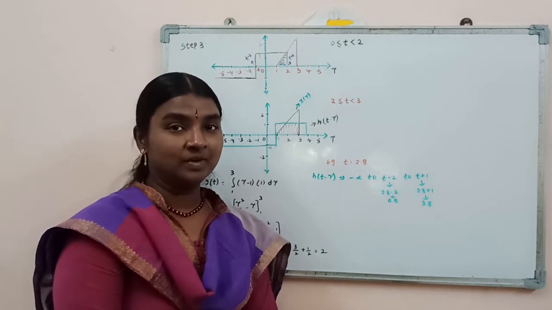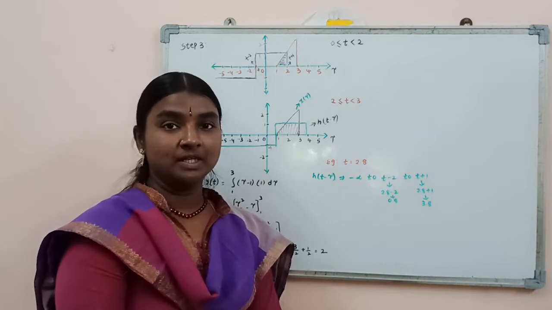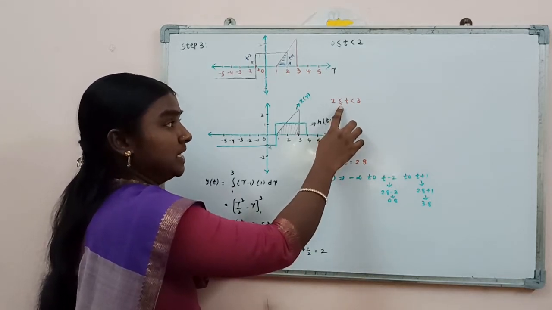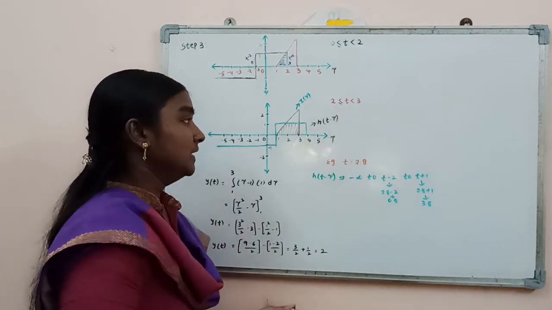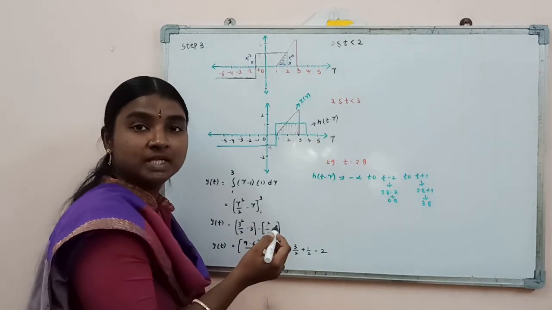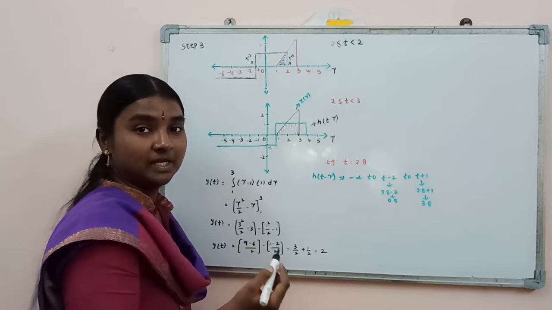Now, if we move further, the signal h of t minus tau, when the time shift is in the interval 2 less than or equal to t less than 3, this is the overlapping area we may observe between the two signals x of tau and h of t minus tau.